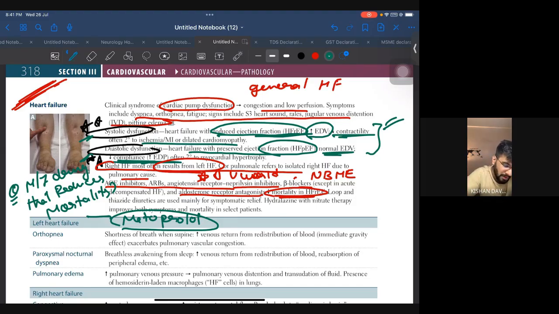Keep this in mind. Another thing, loop and thiazide diuretics are mainly used for symptomatic relief. Now, what symptomatic relief will they be asking you? Like there will be edema. Most commonly there will be pericardial effusion.